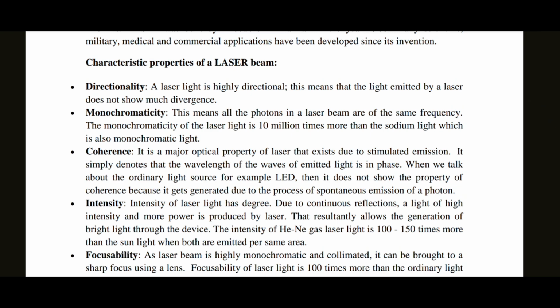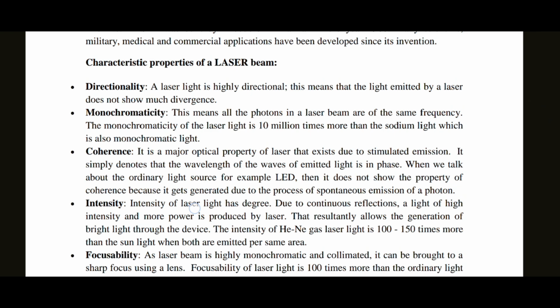Coherence is a major optical property of laser that exists due to stimulated emission. It simply denotes that the wavelengths of the waves emitted are in phase. An ordinary light source, for example an LED, does not show the property of coherence because it is generated by the process of spontaneous emission of photons.